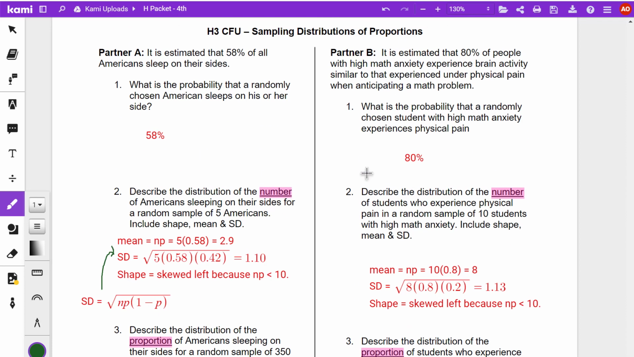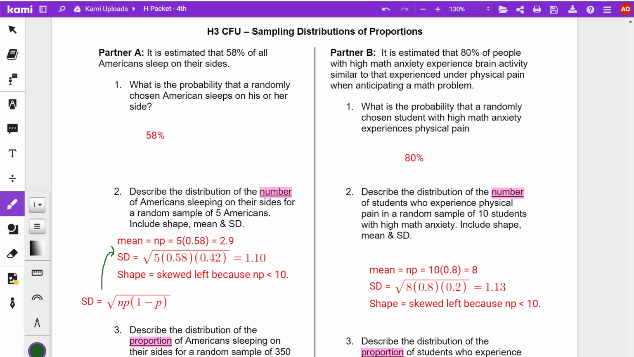Let me go ahead and look at partner B because it's very similar, and then we'll hit parts 3 and 4. It is estimated that 80% of people with high math anxiety experience brain activity similar to that experienced under physical pain when anticipating a math problem. That's unfortunate. What is the probability that a randomly chosen student with high math anxiety experiences physical pain? It's 80%. Now I want you to describe the distribution for the number, which means we're doing binomial.